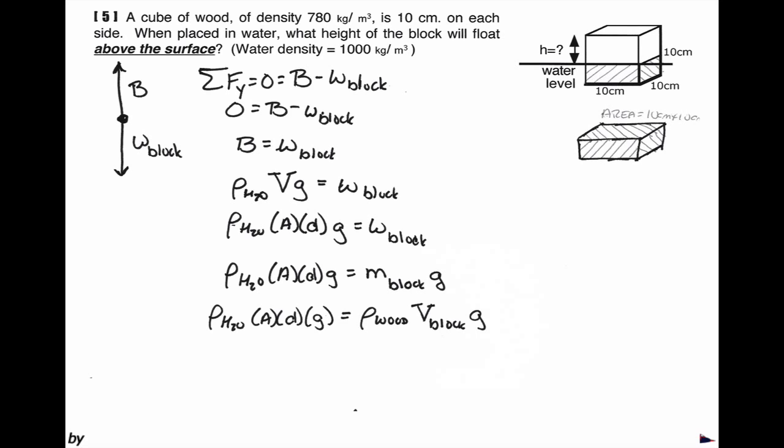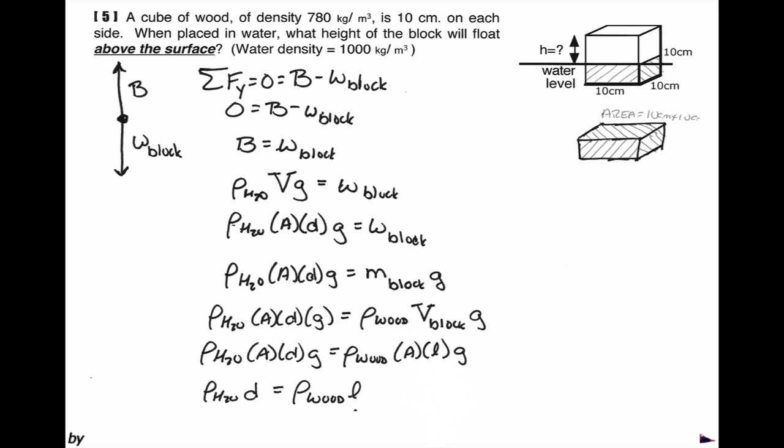Alright, so let's keep going. Next step, I'm going to define the volume of the block. That's area times length. Notice I didn't use depth. It's the whole side of it, that 10 centimeters. I did that because the areas will divide out. So that's what I was going for there. Now I know that the density of the water times the depth the block is underwater equals the density of the wood times the length of the side, the whole height of it.